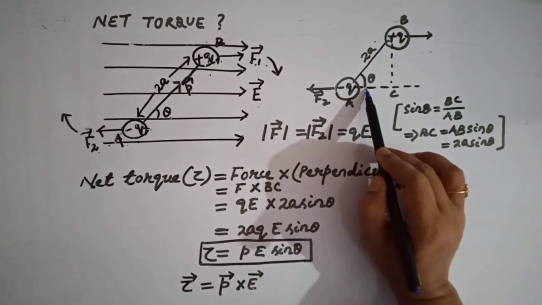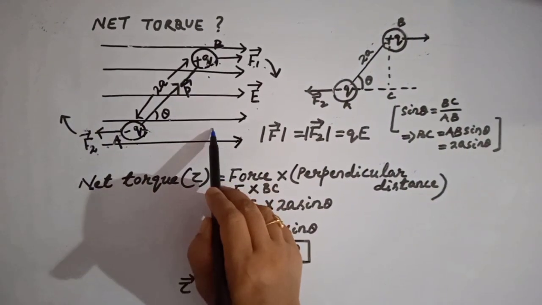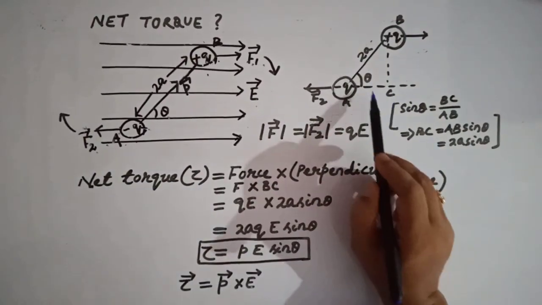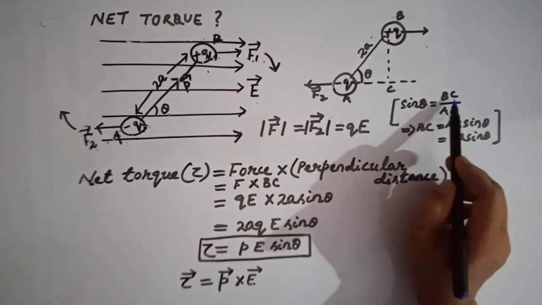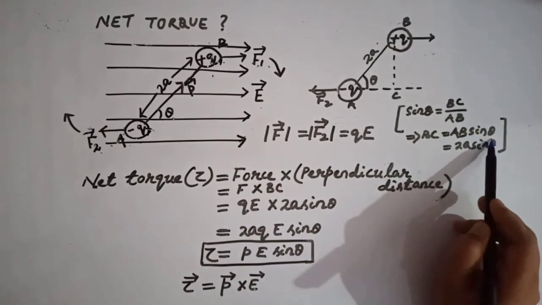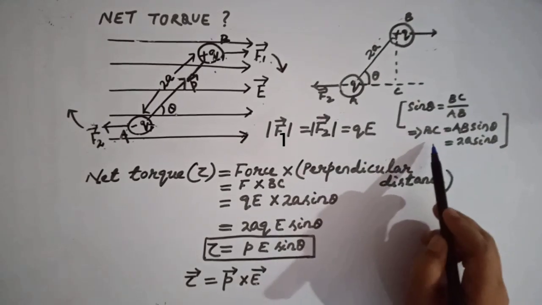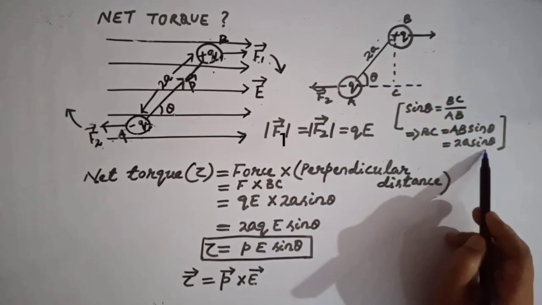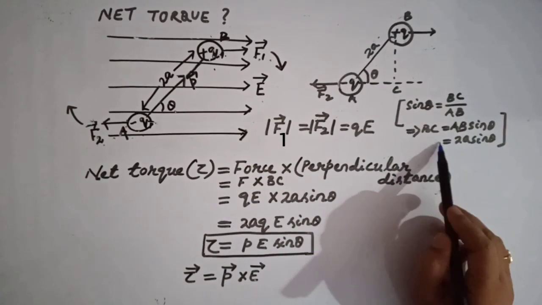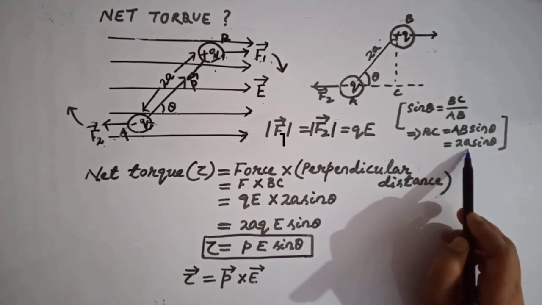Theta is the angle between the dipole moment and the electric field. Thus, sin theta is equal to BC by AB. So, BC is equal to AB sin theta. AB is equal to 2a. So, BC is equal to 2a sin theta. So, this is the perpendicular distance between the lines of action of those two forces.